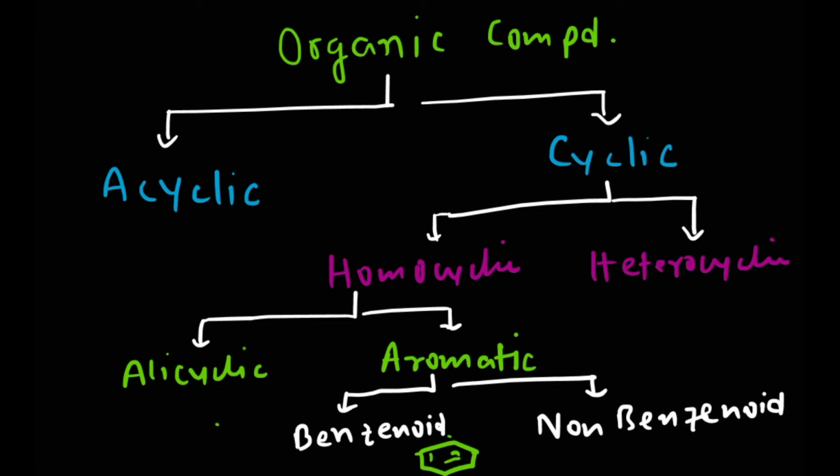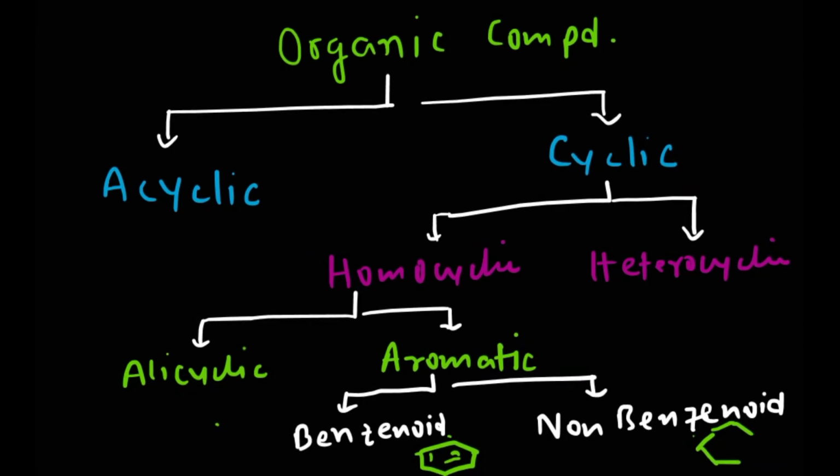And in the ring there should not be any heteroatom. As for example, this compound is non-benzenoid. I will discuss it more clearly later, so due to lack of space I am not discussing it here.